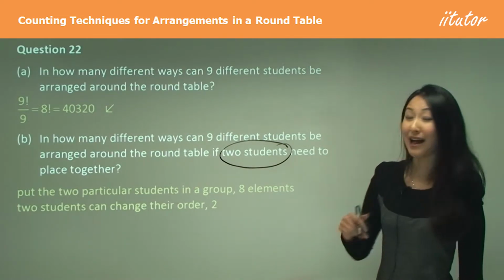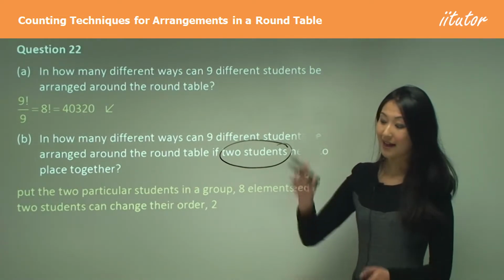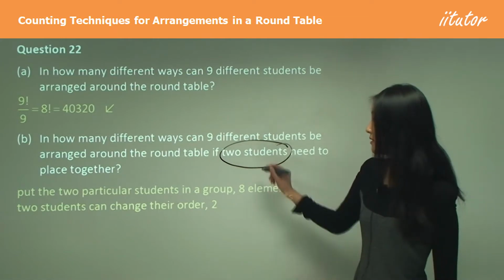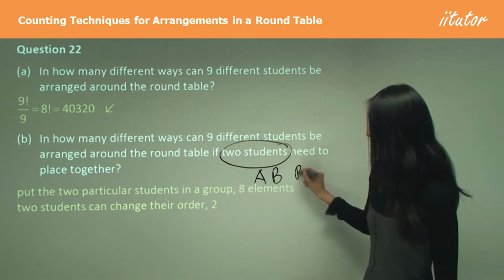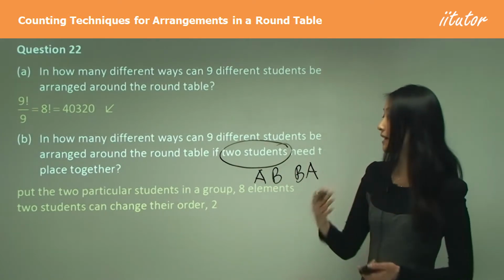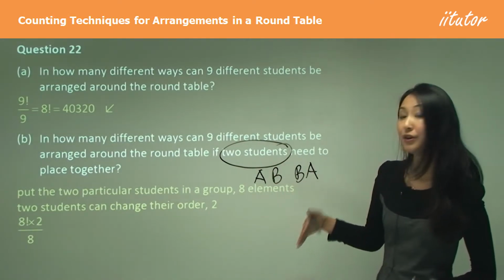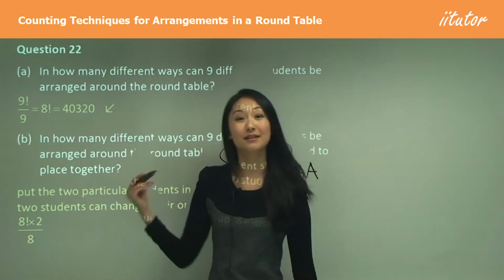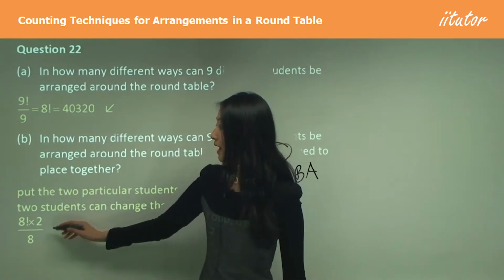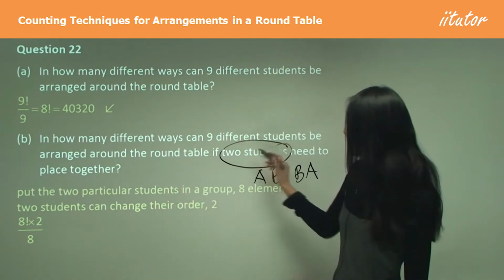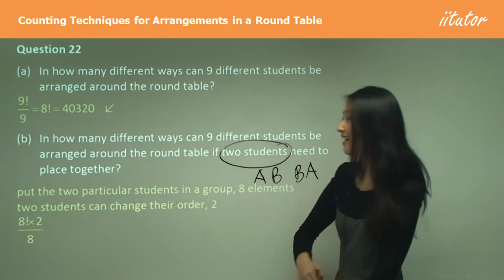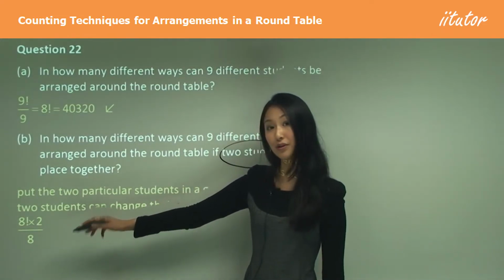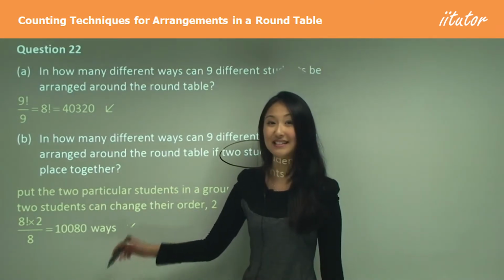Just remember, when we group things together, unless it specifies one person is behind another or one person has to sit to the left of another, those two students, say A and B, can be AB or BA. So they can change. So that's why we can multiply it by 2 factorial. So what we have here is 8 factorial because we group them, divided by 8 because it's a circle, so there's 8 repeats, multiplied by 2 factorial because those two people that are grouped together can change positions. And that's how we get that solution there. And you can just put that in your calculator. So that just becomes 7 factorial times 2. And that gives you 10,080 ways.